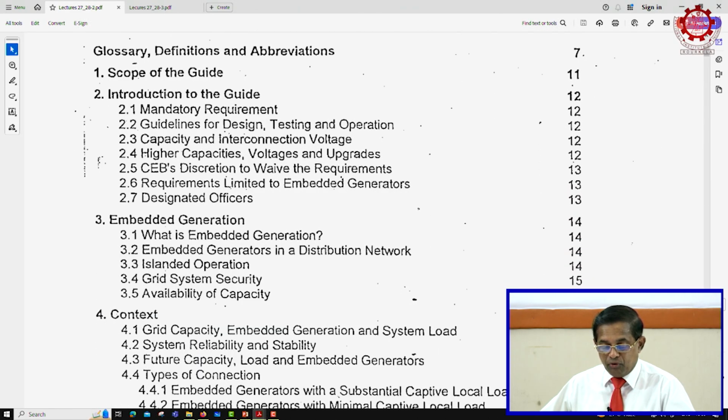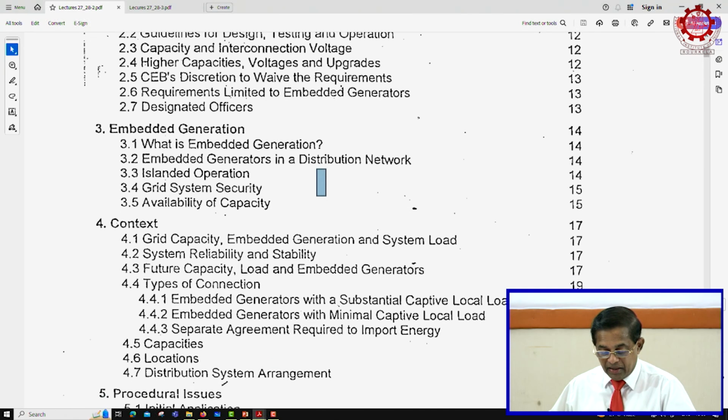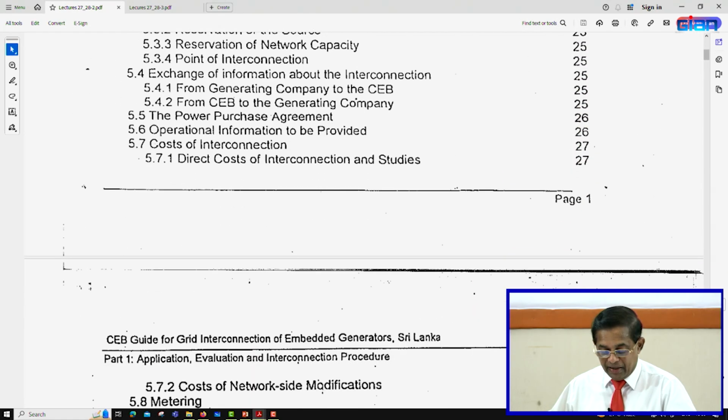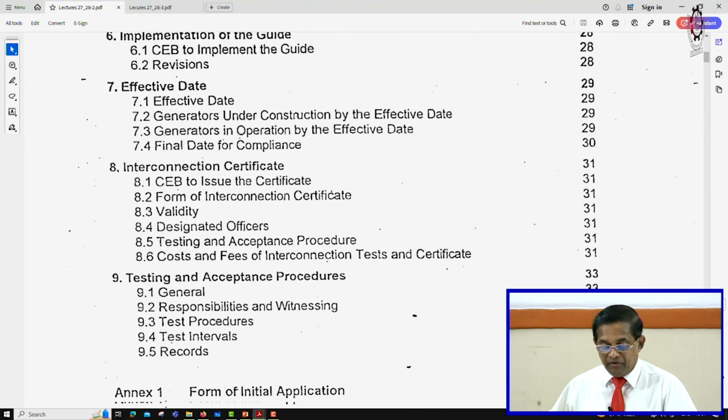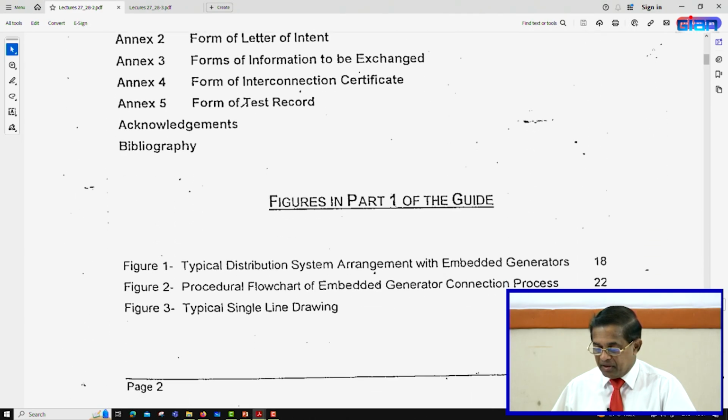You can see it defines what an embedded generator is, and various operating conditions like islanded operation, grid system security, availability of grid capacity, embedded generation and system load, and system reliability and stability. All these things are subject matters of this guideline, and how you can make an application, and how CEB, or the utility, will check the grid connectivity. It gives the form of initial application, form of letter of intent, forms of information to be exchanged and so on. Once your project is grid connectable, the utility will issue you a letter of intention, that is, they are willing to take up your project and grid connect. They have allocated the grid capacity for you. So, let us go further.